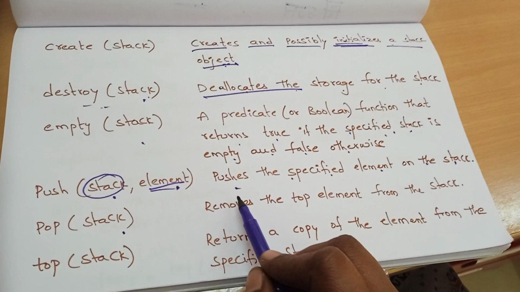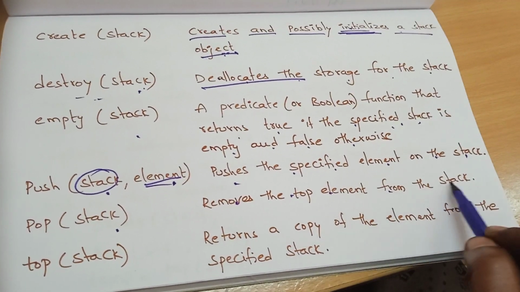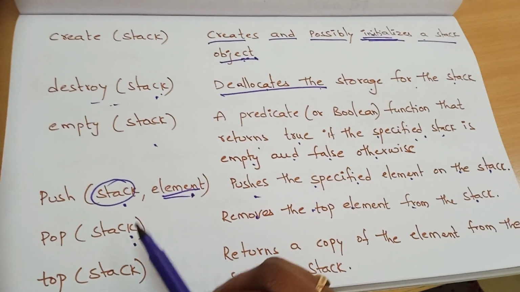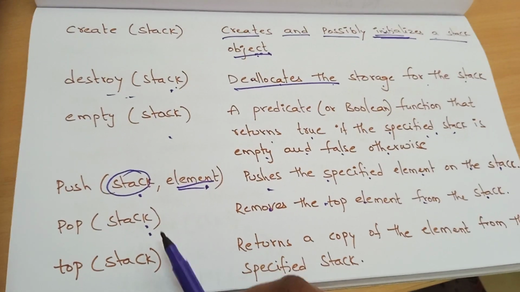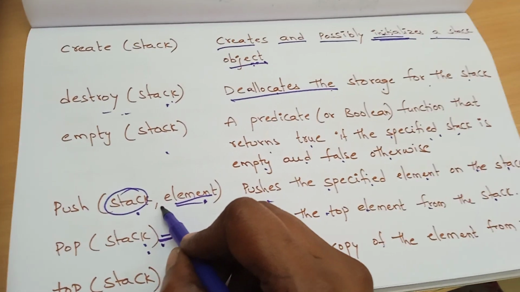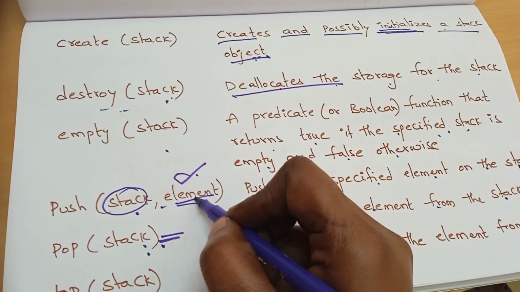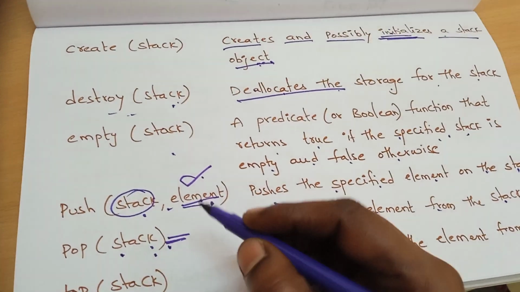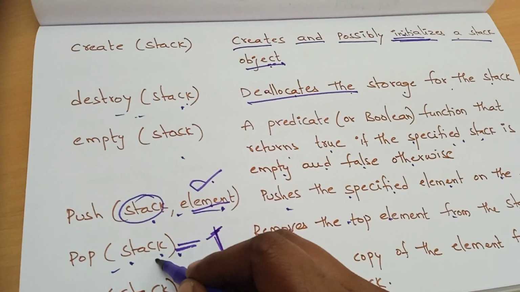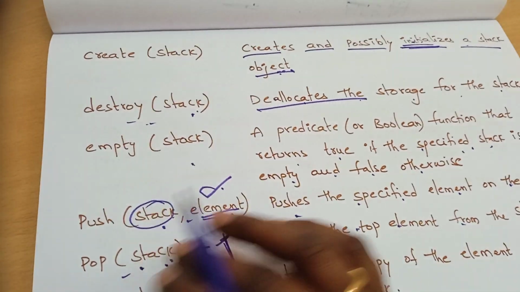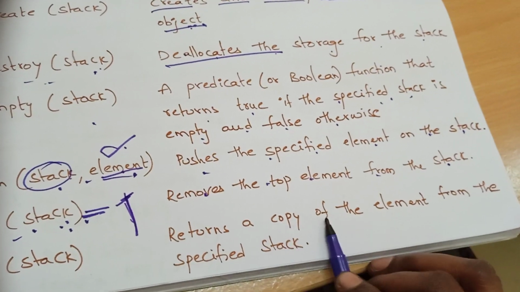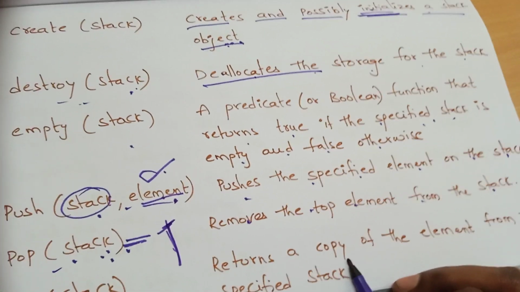Pop stack removes the top element from the stack. Keep in mind that the top element always gets deleted, so we need not give which element to pop. With push, we can specify what element to insert. With pop, you cannot choose any item to delete, only the top. Pop stack means whichever element top indicates will get deleted. Top stack returns a copy of the element from the specified stack.